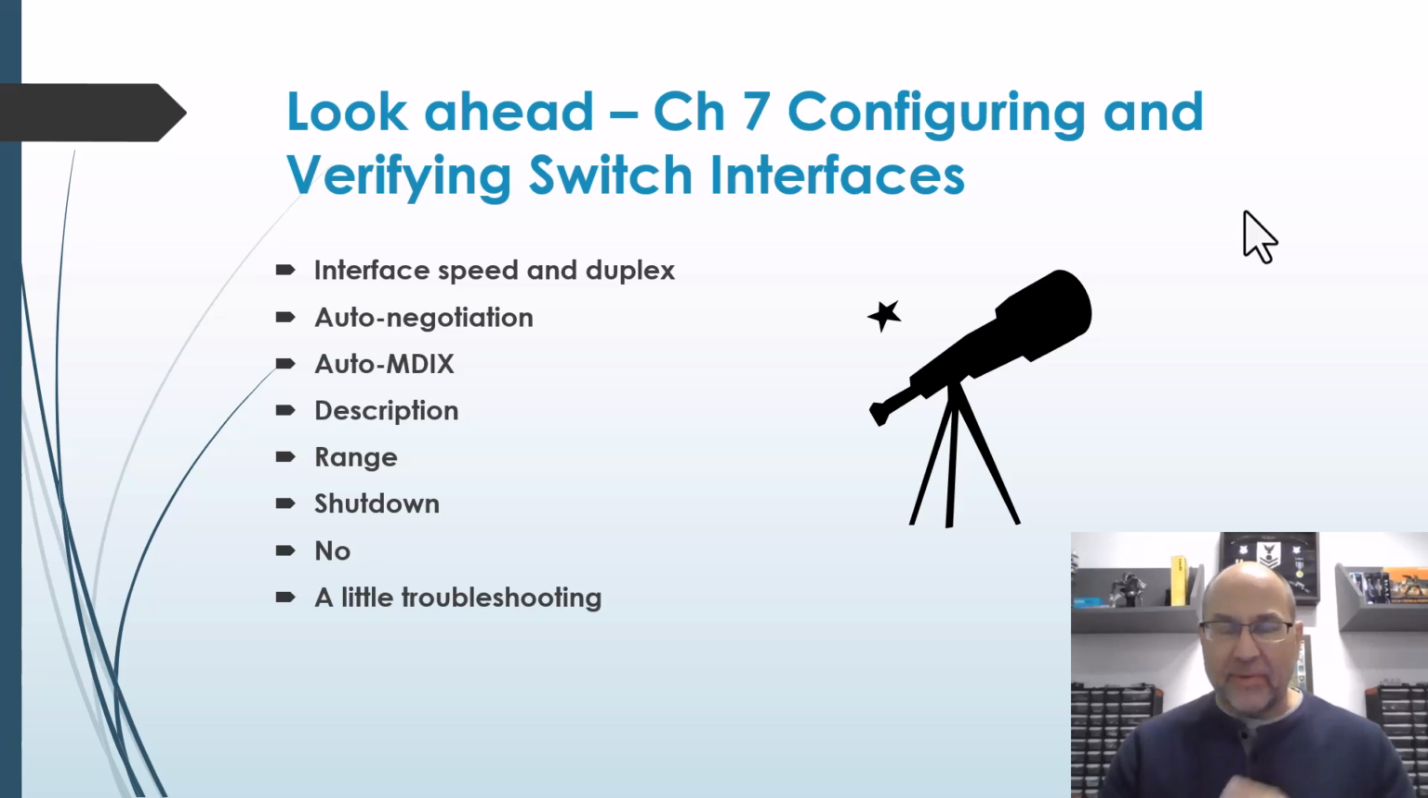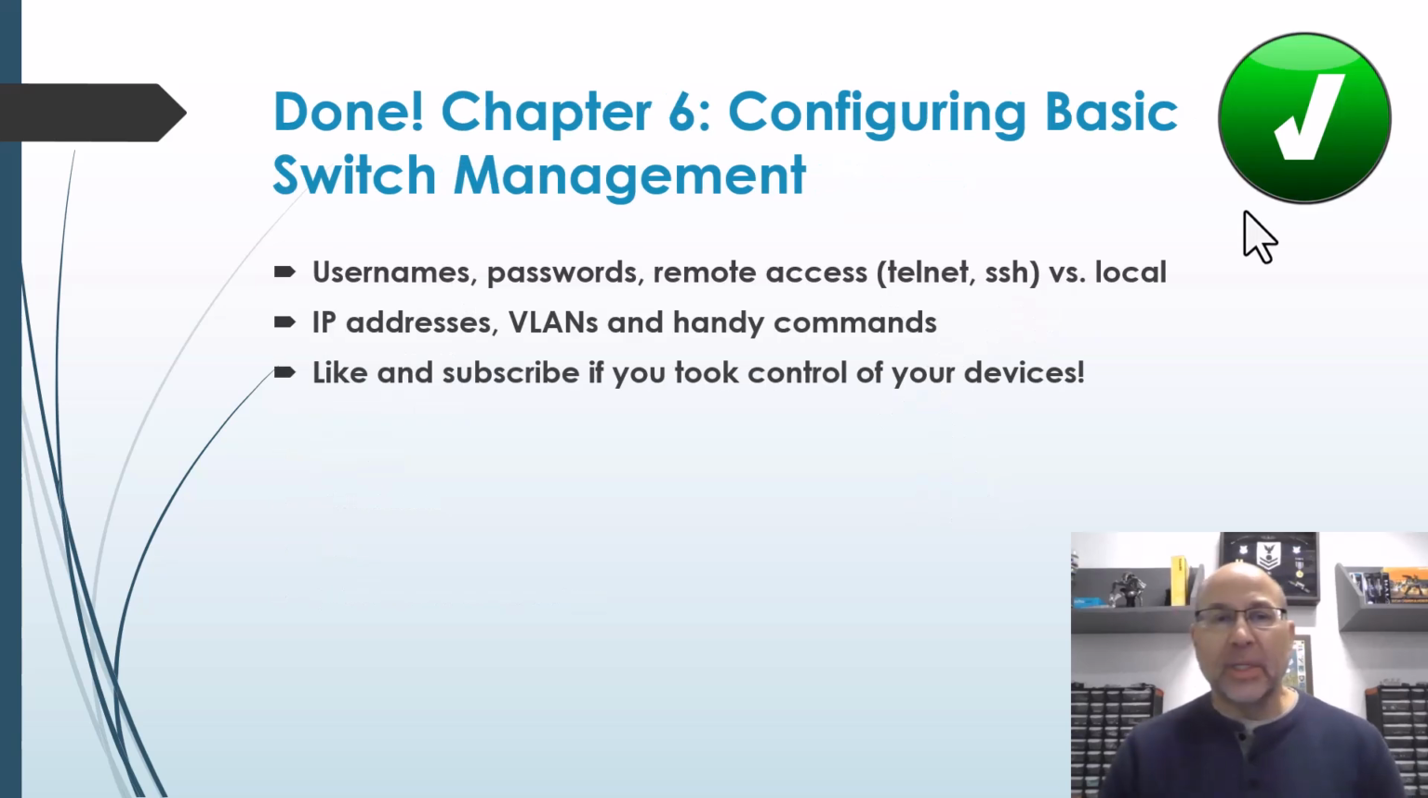So a little deeper dive into what you can do with a switch once you've started working on it. How do you control how it operates, right? So speed and duplex. Does it do auto negotiation? The automatic crossings. Can you put descriptions on things so you know what this part of the configuration was for? Ranges and shutdowns, a little troubleshooting. So there we go. So that is next week. Really, really handy commands, right? Especially that range one. I use that one all the time. And no is a special friend of mine too. Boom, done. Chapter 6, Configuring Basic Switch Management.